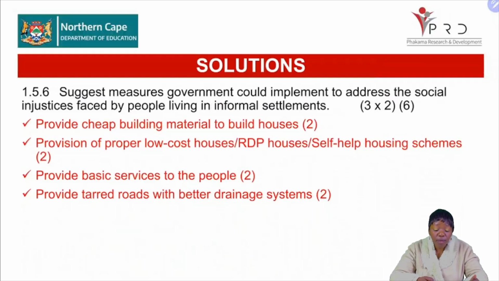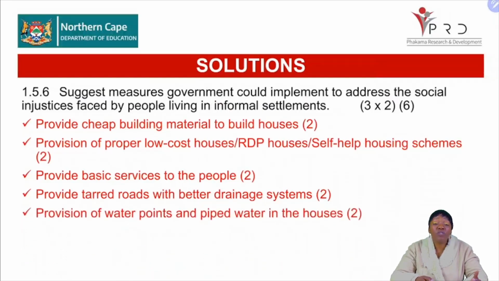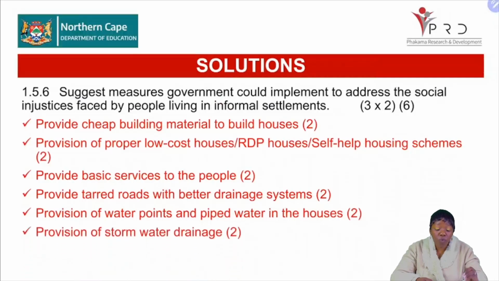Sometimes these informal settlements are vulnerable to flooding because there is no drainage system at all. Then we're also looking at the provision of water points, even though maybe the government might fail to give them running water in their houses, but if they have water points where they can collect water for their houses. Then also the provision of stormwater drainage, as I've said, that these areas are often vulnerable to flooding. Then the provision also of sanitation, because we have talked about the lack of hygiene in these areas.